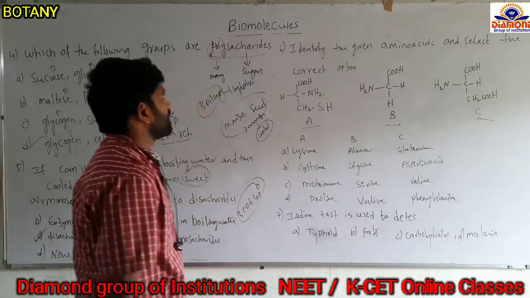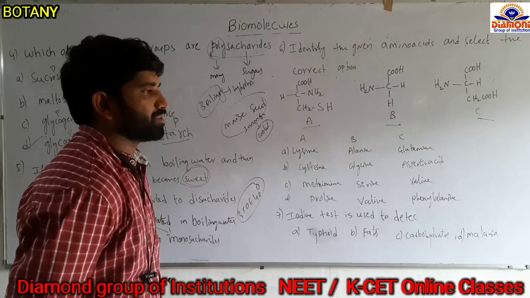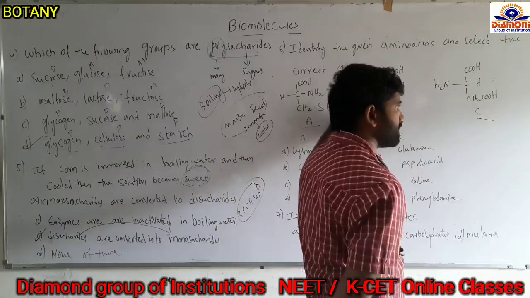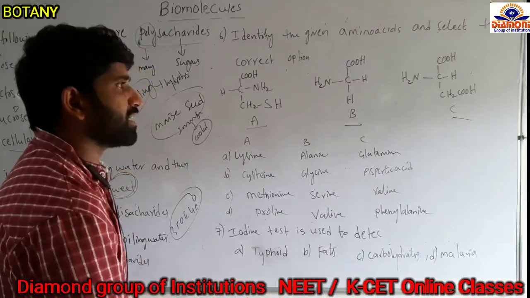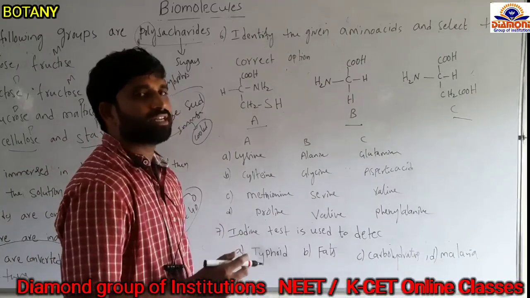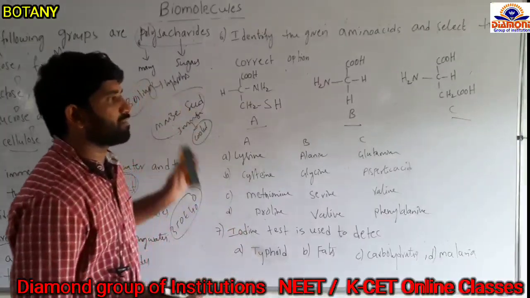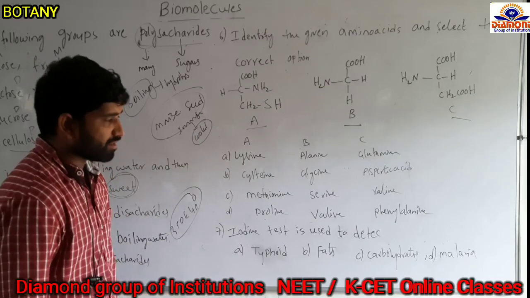And next, identify the given amino acids and select the correct option. They have given three amino acids, and based upon the structure, we have to identify them. Amino acids are classified into several types. 20 types of amino acids are seen in living organisms. Out of these 20 types, we see acidic amino acids and basic amino acids.